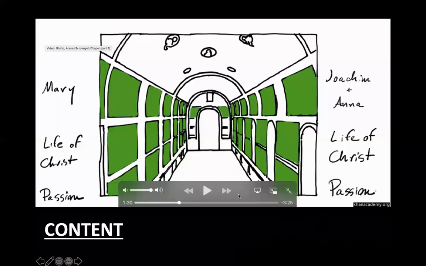All right, again, another screenshot from the Khan Academy videos. So there's three levels of paintings, and it starts on the right. You have Joachim and Anna. That's the story of Mary's grandparents being told on the top right, and then the middle is the life of Christ, and then the bottom is the Passion of Christ, and then you can also write those on the left.